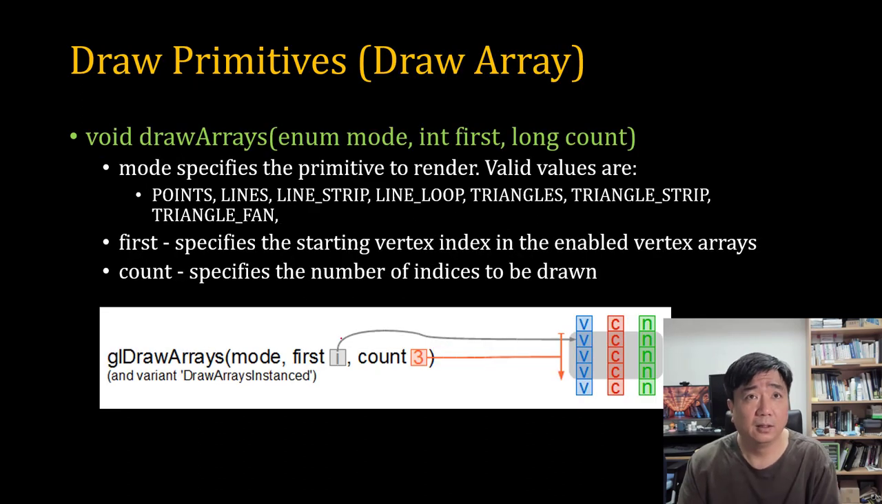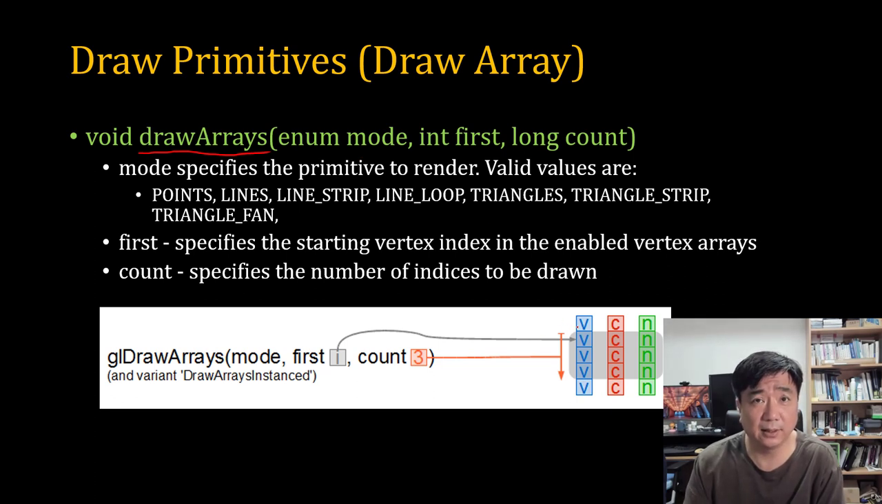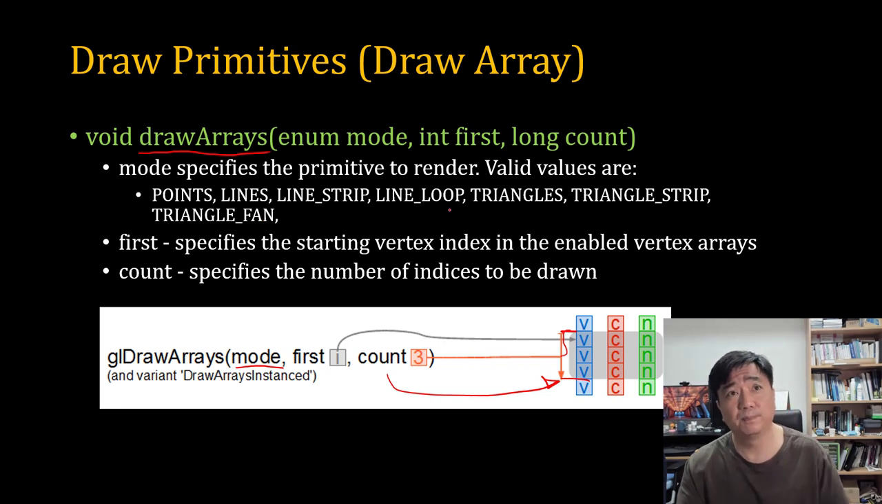Okay, GL primitives. So how can you draw them? We can draw with drawArrays. Then we can select the vertex attributes from a starting index to a number of vertices. For example, 1, 2, 3. Then three vertices are used for drawing with a mode. The mode can be lines, line strip, line loop, triangles, triangle strip, triangle fan. So if it is triangles, then one triangle will be displayed.